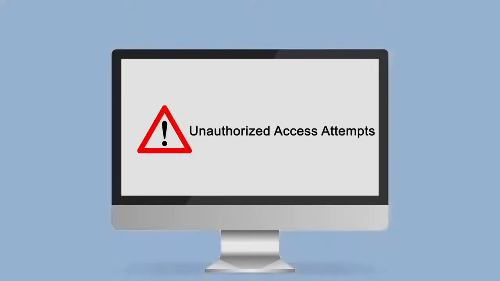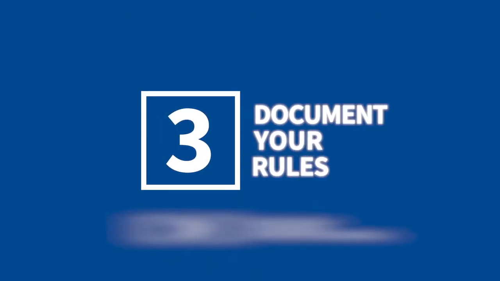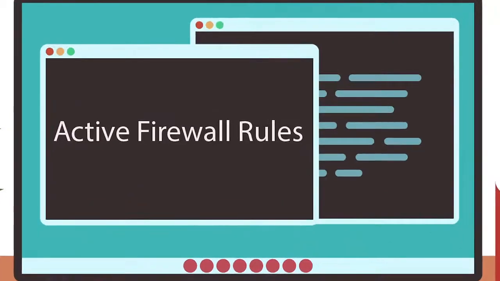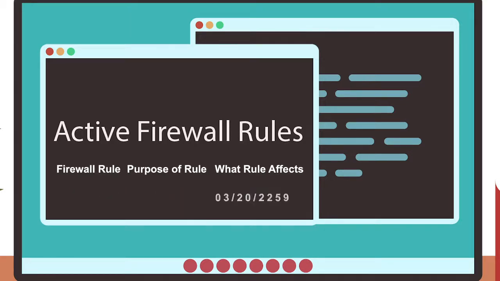troubleshooting procedures. Number 3, document your rules. You should maintain up-to-date documentation of all firewall rules. This includes noting the purpose of the rule and which applications, services, or devices it affects. If the rule has an expiration date, that should be included as well.